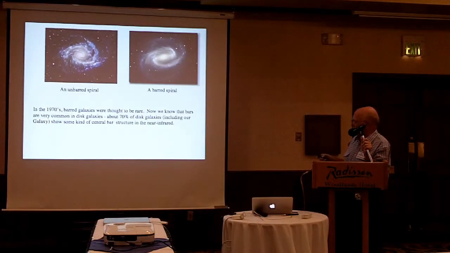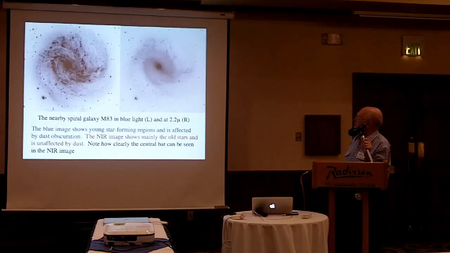So here's just to show you what a barred spiral is all about, in case you've forgotten. Here's an unbarred spiral, basically a symmetric system. And a barred spiral. In the 1970s, barred spirals were thought to be rare. Now we know that in fact they're very common. Most galaxies, including our own galaxy, have a central bar when you look at them in the infrared.